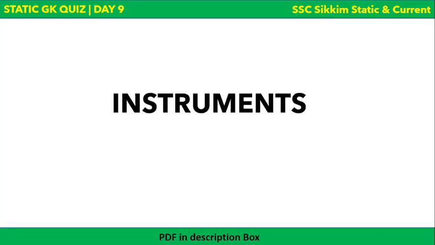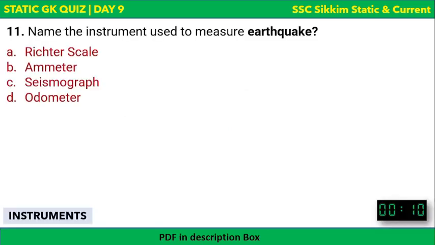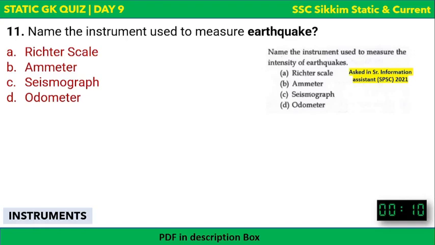Let us go to the next section, which is instruments. Name the instrument used to measure earthquake. This question was also asked in SPSC in Senior Information Assistant. The options: Richter scale, ammeter, seismograph, or odometer. The time is over. The correct answer is seismograph. You might get confused with the Richter scale. Richter scale is not the instrument, it is the scale, a unit of measurement of earthquake, like 6.8 or 5.2. But the instrument used to measure earthquake is the seismograph.